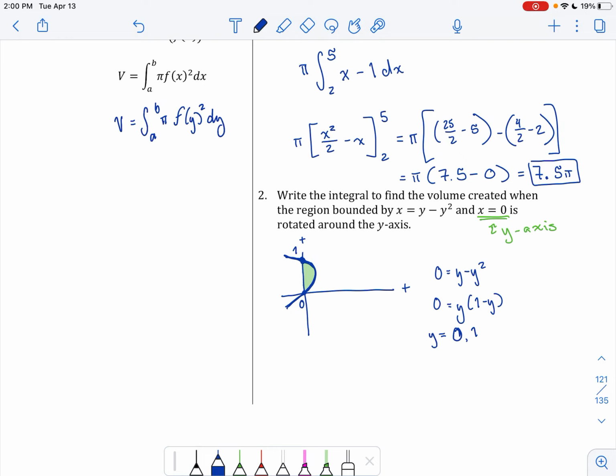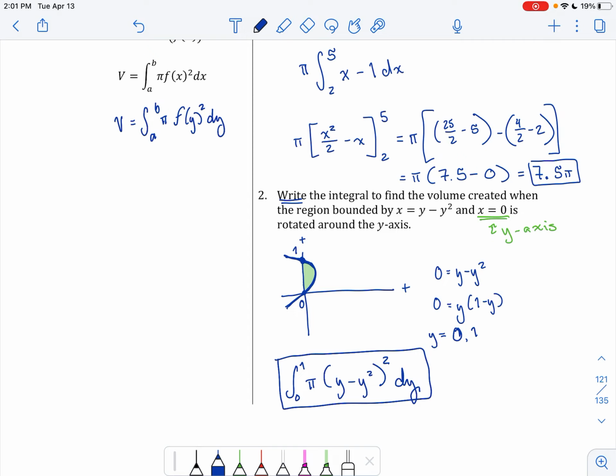We're used to seeing our variables in terms of x. We could have t, we could have theta. Same here, we could have y, as long as everything is switched. So here our bounds are 0 and 1. Pi, the function is y minus y squared. We square that as well from the formula here, dy. And that would be the value of our integral. I'm just asking you to write it, so you don't have to worry about evaluating it at this point.